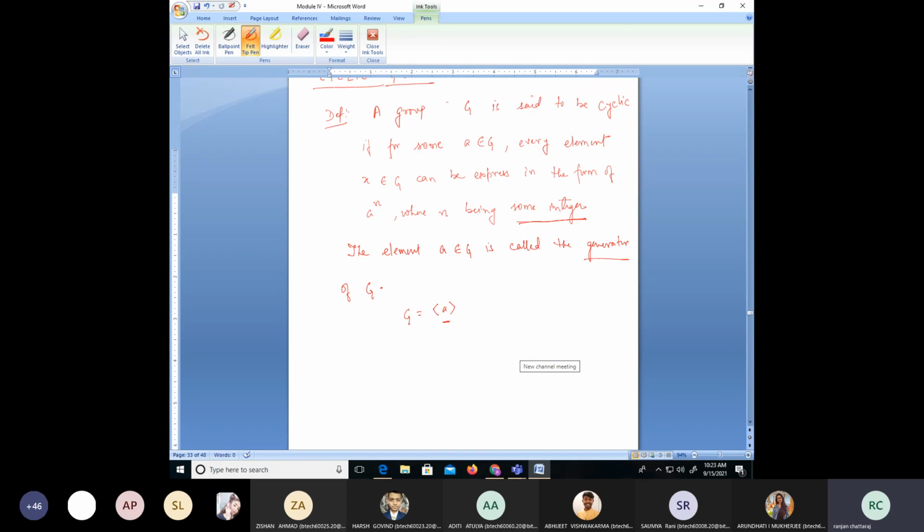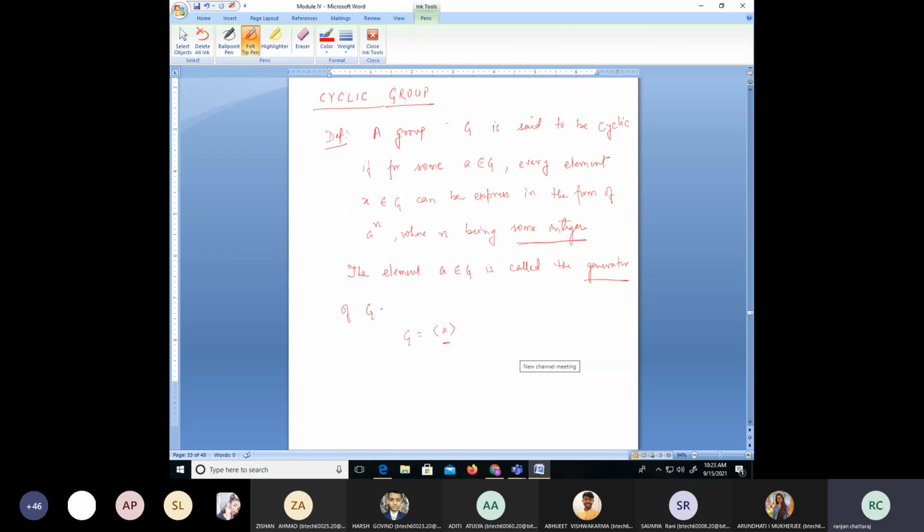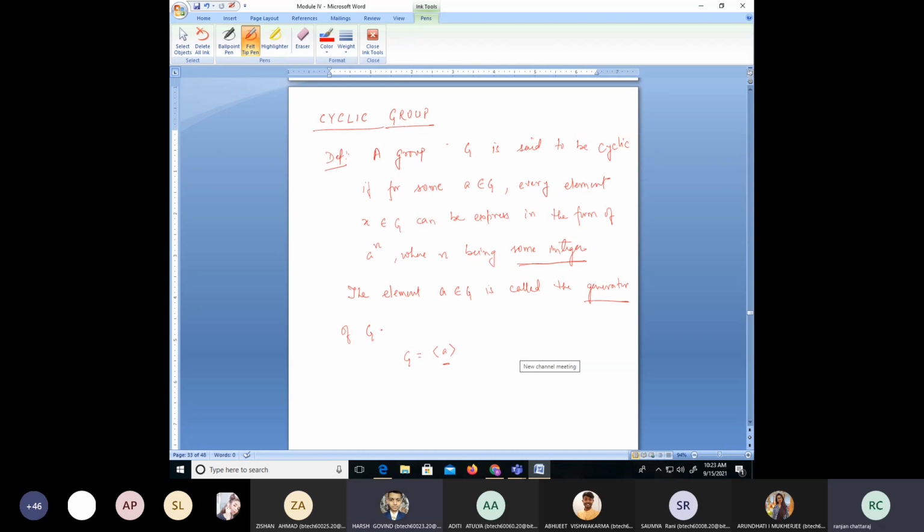Is it clear what the generator of a cyclic group is? In a cyclic group, any element of that group can be expressed in terms of powers of another element of that group. If A is an element of this G, then any element X can be expressed as a power of A, where n is any integer, not restricted to positive integers.